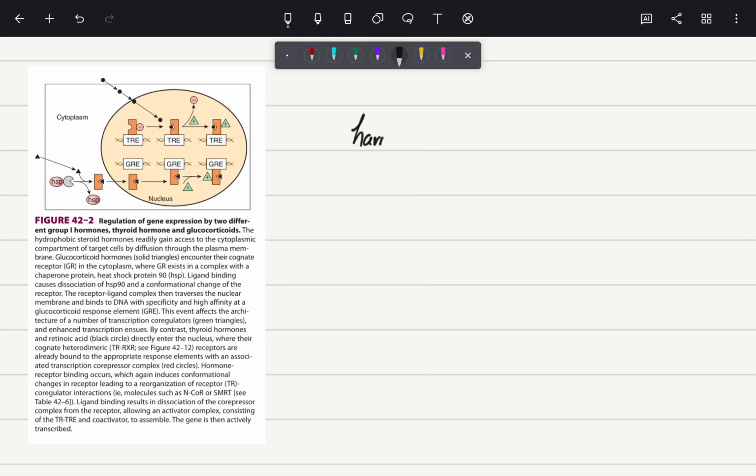Science. So today our topic is about hormone response elements. Unfortunately, this diagram is taken from Harper's Biochemistry, and this is a very complex diagram. I was not able to understand it during my MBBS days, but I will try to make it easy for you guys. Okay.